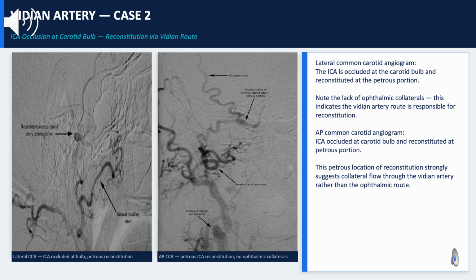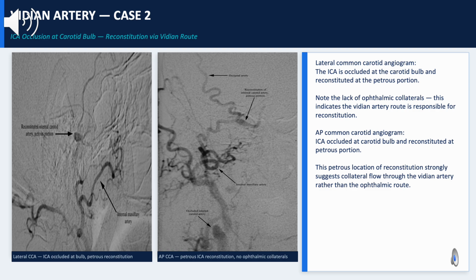Vidian artery case 2 demonstrates a clinically crucial diagnostic principle. The level of ICA reconstitution localizes the collateral route. This patient has ICA occlusion at the carotid bulb. The ICA is reconstituted at the petrous portion, not at the cavernous sinus, not at the ophthalmic. Critically, there are no ophthalmic artery collaterals visible. The petrous level reconstitution with absent ophthalmic collaterals is the imaging fingerprint of the Vidian artery pathway.